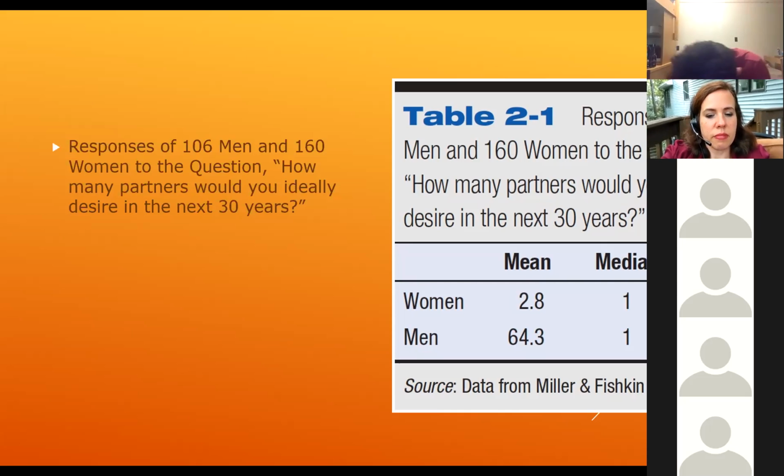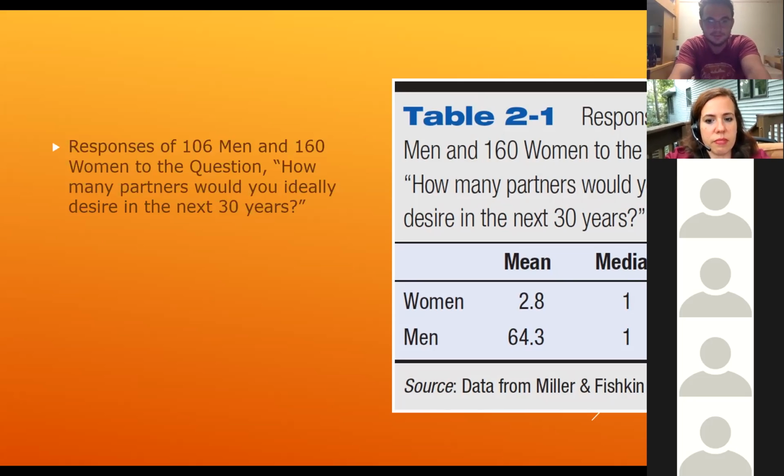I guess in terms of similarities or differences, or all of them? Well, anything you can think of. I guess the most significant then would be the mean. Okay, because it tells more of a story, right? Okay, any other thoughts? If you just look at the median and mode, then you could say that men and women want to have the same amount of partners.